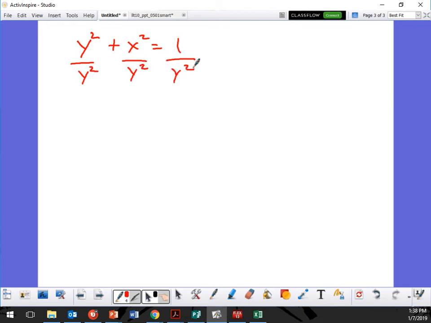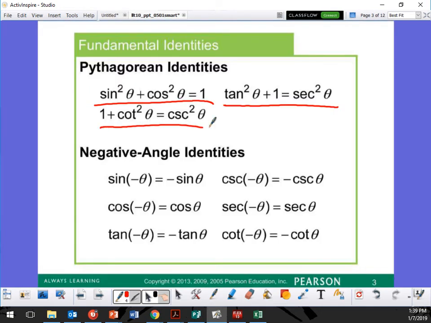What is y squared over y squared? 1 plus. What is x over y? Cotangent, right? Now it's x squared over y squared, so that's going to be cotangent squared. And 1 over y is cosecant, so 1 over y squared is cosecant squared. We just made all 3 of these.